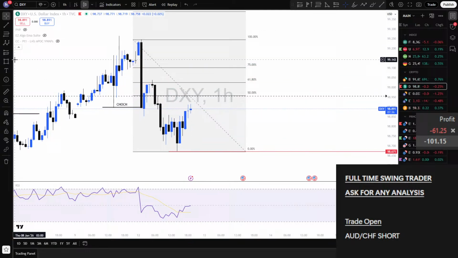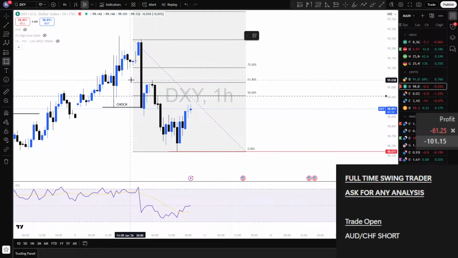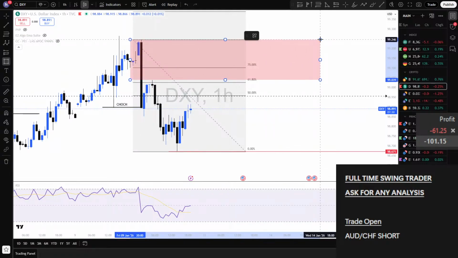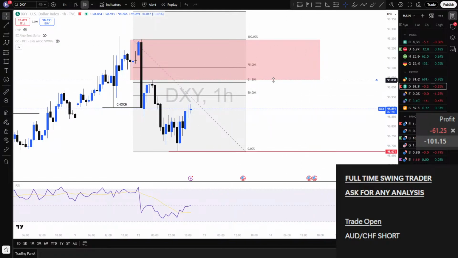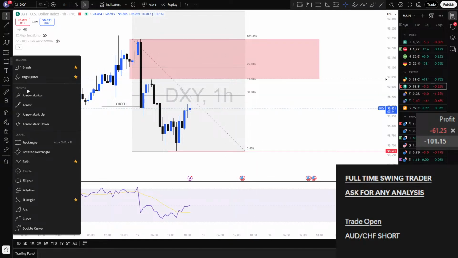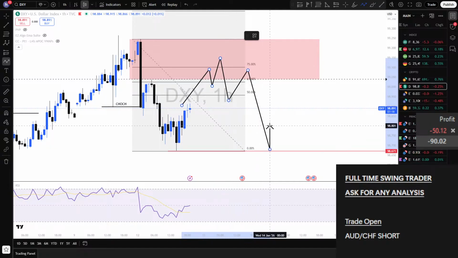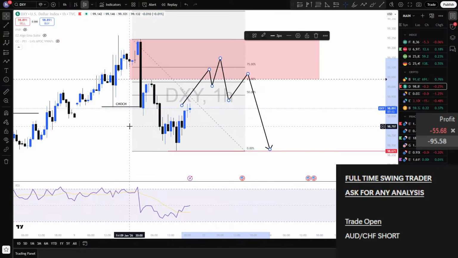Remove this. Let me put this. DXY, we'll see what he does there. Basically, if he changes market structure in a smaller time frame, or just a fractal in 1 hour, like this, maybe I'm gonna short him here. But nothing to do on DXY.